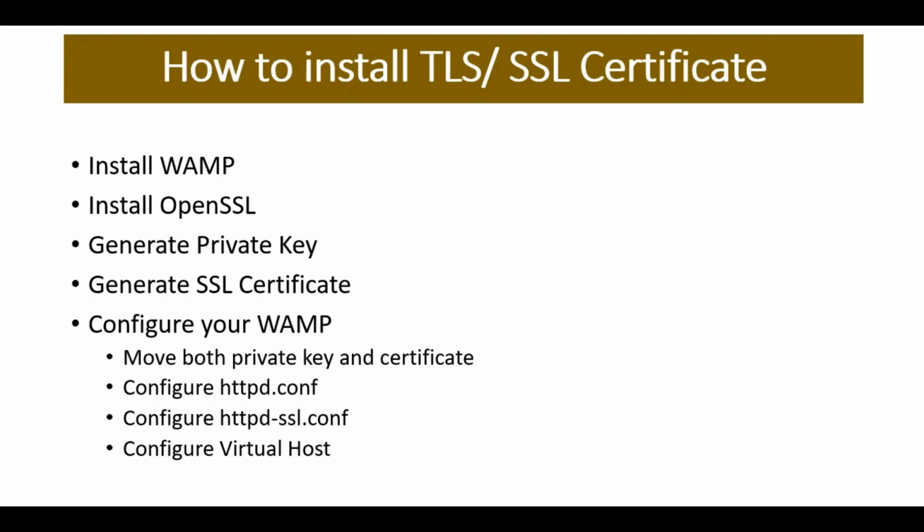So the first thing to do is to install WAMP. Then we need to install OpenSSL. So OpenSSL is a free and open source command line tool to generate private key and SSL certificate. So with the private key and the SSL certificate generated with the OpenSSL, we'll see how to configure your WAMP installation to use with it successfully.